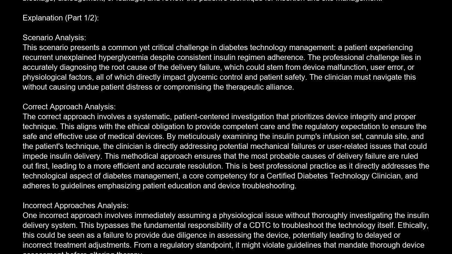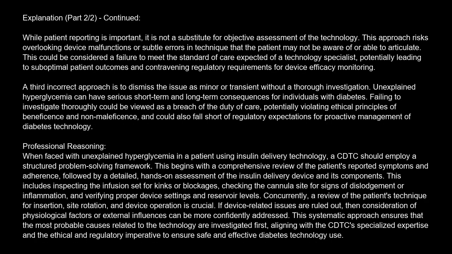Another incorrect approach is to solely rely on the patient's self-reported adherence without objective verification of the insulin delivery system's function. While patient reporting is important, it is not a substitute for objective assessment of the technology. This approach risks overlooking device malfunctions or subtle errors in technique that the patient may not be aware of or able to articulate. This could be considered a failure to meet the standard of care expected of a technology specialist, potentially leading to suboptimal patient outcomes and contravening regulatory requirements for device efficacy monitoring.